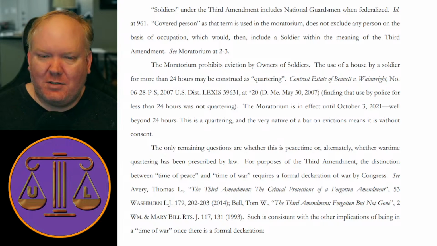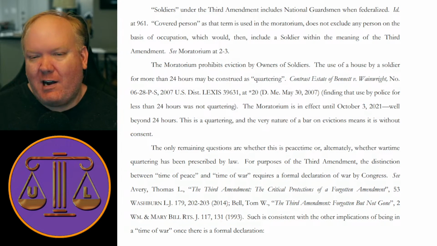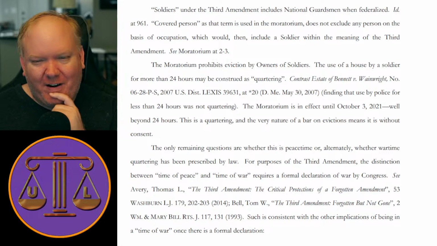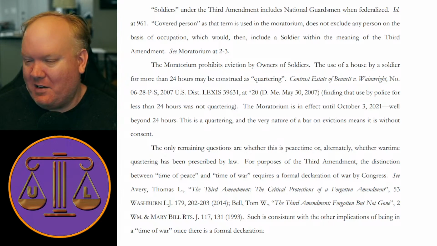The use of a house by a soldier for more than 24 hours may be considered quartering. This moratorium is in effect until October 3rd, well beyond 24 hours. This is quartering, and the very nature of the bar against evictions means it's without consent. Yeah, kind of so, you know.